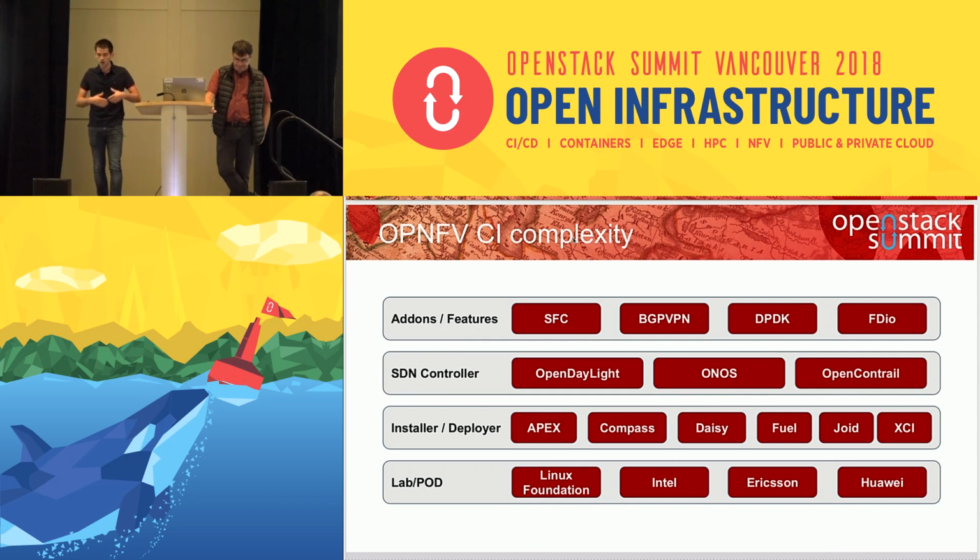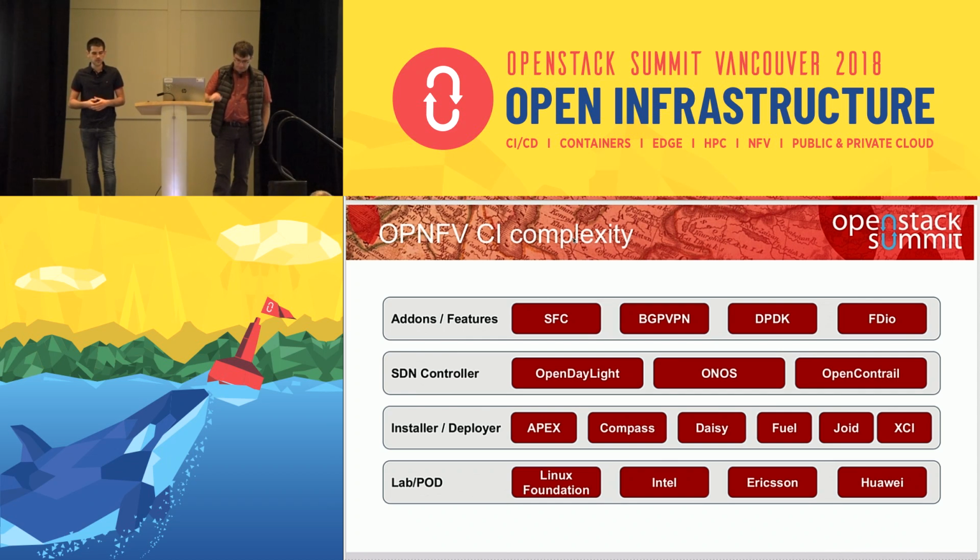So we can deploy Neutron with OVS without any SDN controller, but we can deploy Neutron with OpenDaylight or ONOS or OpenContrail, for example. We have different kinds of installers to install OpenStack or Kubernetes. So we have Apex, Compass, Daisy, Fuel, Joid, or the new one, Cross-CI. It's based on OpenStack Bifrost and OpenStack Ansible.